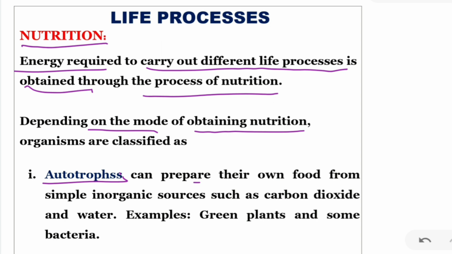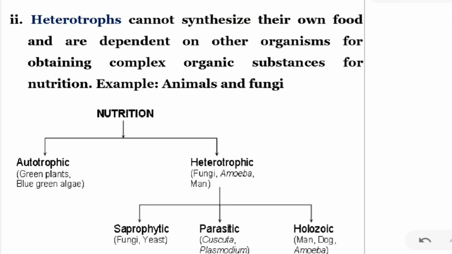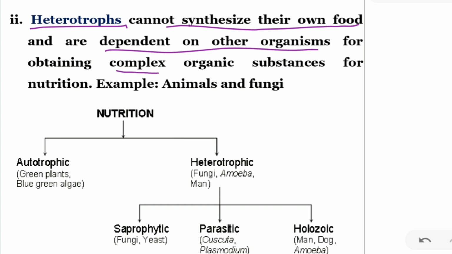Autotrophs can prepare their own food from simple inorganic sources such as carbon dioxide and water. Examples are green plants and some bacteria. The second mode of nutrition is heterotrophs. Heterotrophic organisms cannot synthesize their own food. That's why they have to depend on other organisms. They obtain complex organic substances for nutrition, which are broken down into simpler ones through the process of digestion. Examples are animals and fungi.